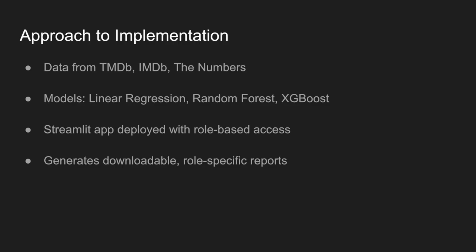The approach to implementation, first I had to collect my data. I used data from TMDB, the website via an API, IMDb, and The Numbers, which gives access to numerical values behind different movie releases and their budgets. The various models used for this Streamlit app were linear regression, random forest, and XGBoost. And I went with the Streamlit app to deploy my application, and it includes role-based access. It generates downloadable role-specific reports.